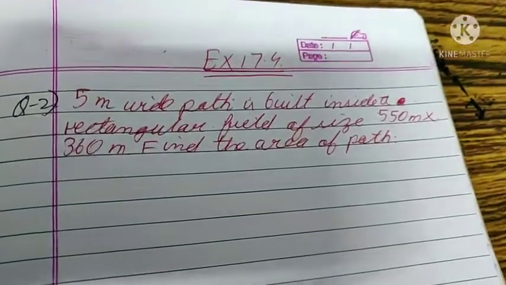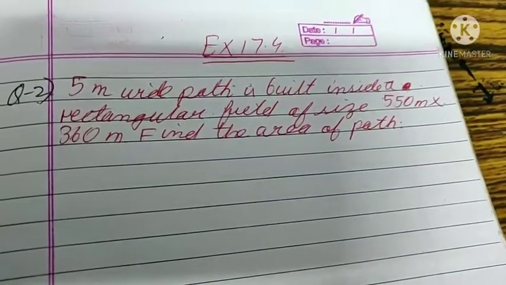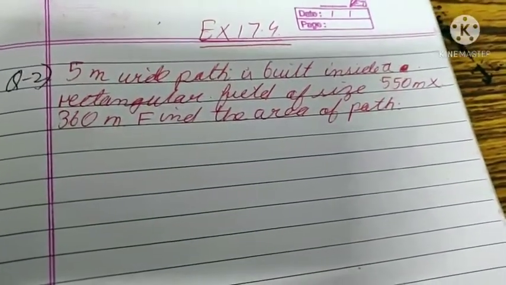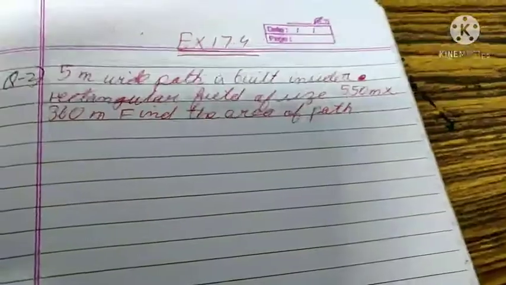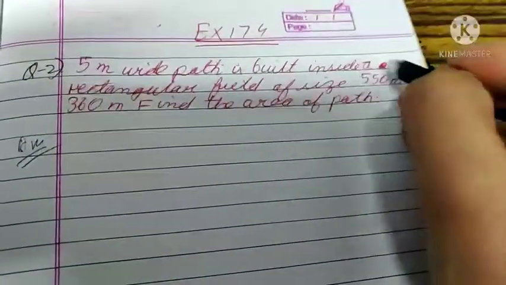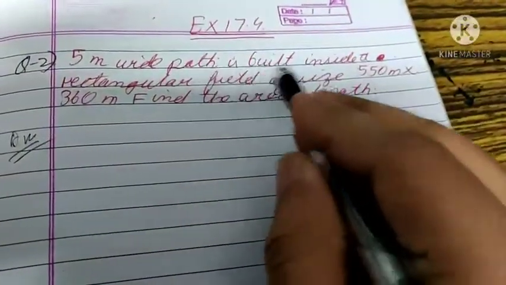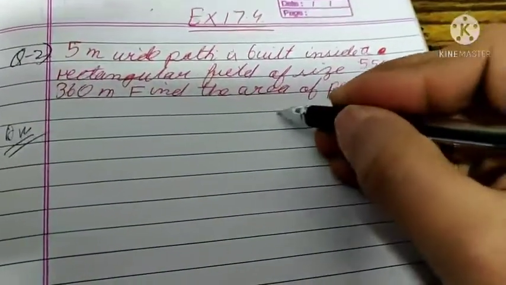Good morning class. So today we are going to start with a new exercise, that is 17.4, which is based on the area. So the first question says that a 5-meter wide path is built inside a rectangular field, right?